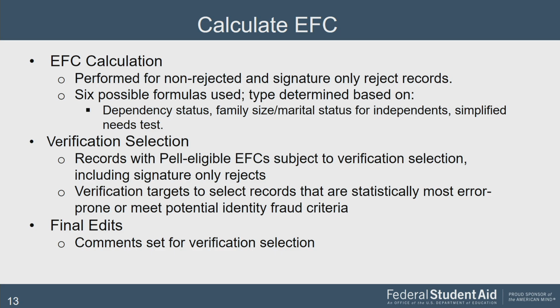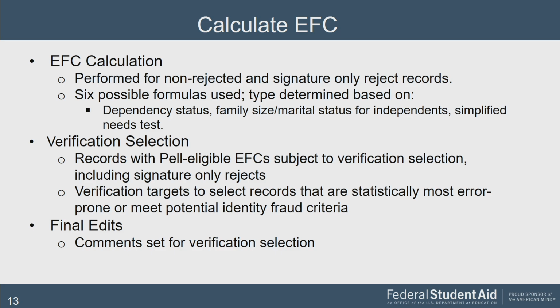Another reason a record can be selected, and by the way, you will see in the FAA section on the ISIR an area that says, was the record selected? It'll say yes, and then it'll ask the verification tracking flag. You'll see V1. That's error prone. That's the most common reason.